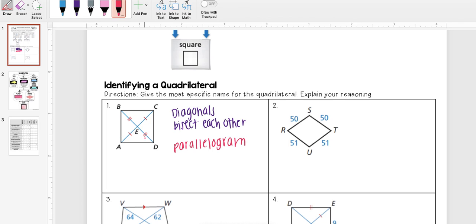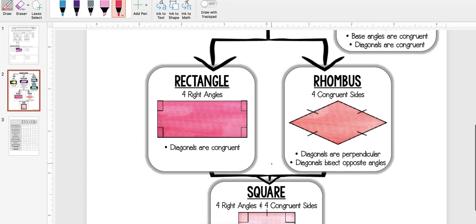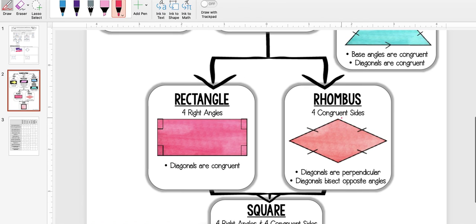I also don't know if this has 4 right angles. I know it looks like it in the picture, but it's not marked. It needs to have a marking of a right angle, so I can't assume. So it's not a rectangle, which automatically means it's not a square. For a rhombus, it would need 4 congruent sides, diagonals are perpendicular, diagonals bisect opposite angles.